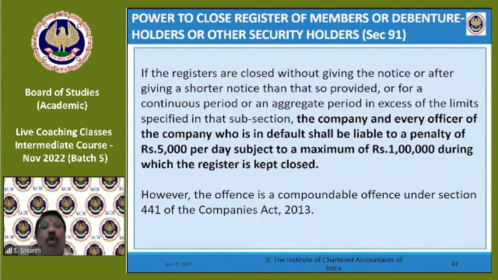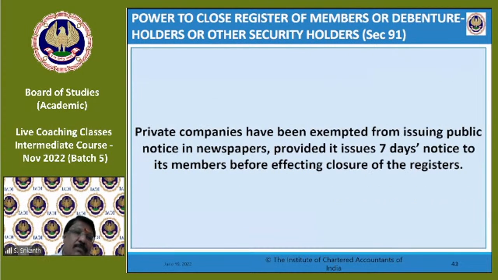Now, if you don't give notice and you close the books without giving 7 days notice, then the company and every officer who is in default shall be liable to a penalty of 5,000 per day up to 1 lakh. However, this offence is compoundable. Compounding means you pay a compounding fee, then they will excuse you and they will say you are not guilty. Okay? You will study 441 when you come to the final syllabus.